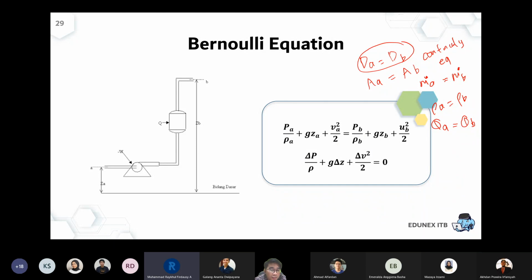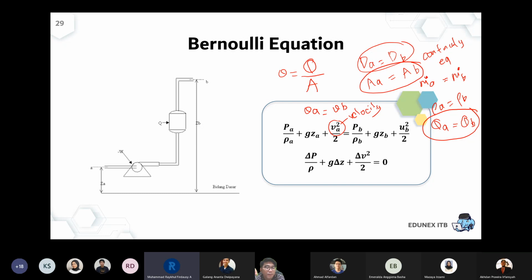The velocity is v here. Velocity will be volumetric flow rate divided by cross area. So if you have the same volumetric flow rate and the same cross area, then velocity at point A will be the same as velocity at point B, only if all the assumptions are correct. The assumption is that it's correct.